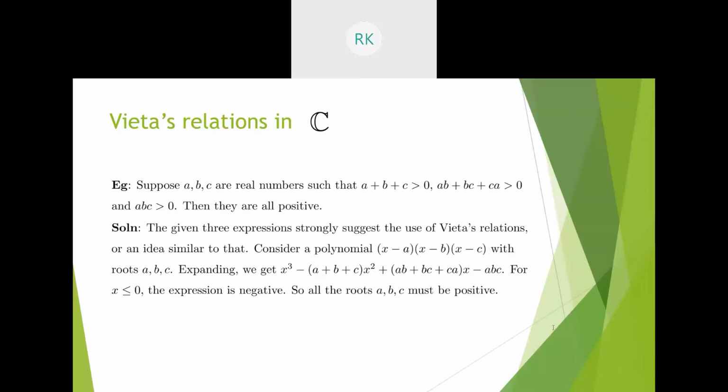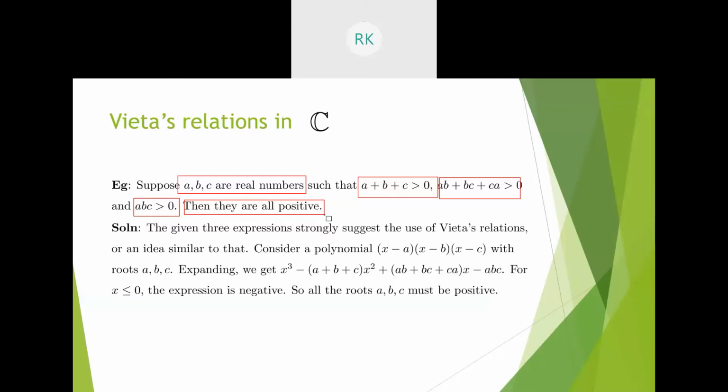So let us go over an example. I think I have 13 minutes now, so I will finish Vieta's relationship here. Suppose a, b, and c are real numbers such that their sum is positive, the sum of products taken two at a time is positive, and the product is also positive. From here, we want to prove that all of them are positive. That is, a, b, and c are all positive.